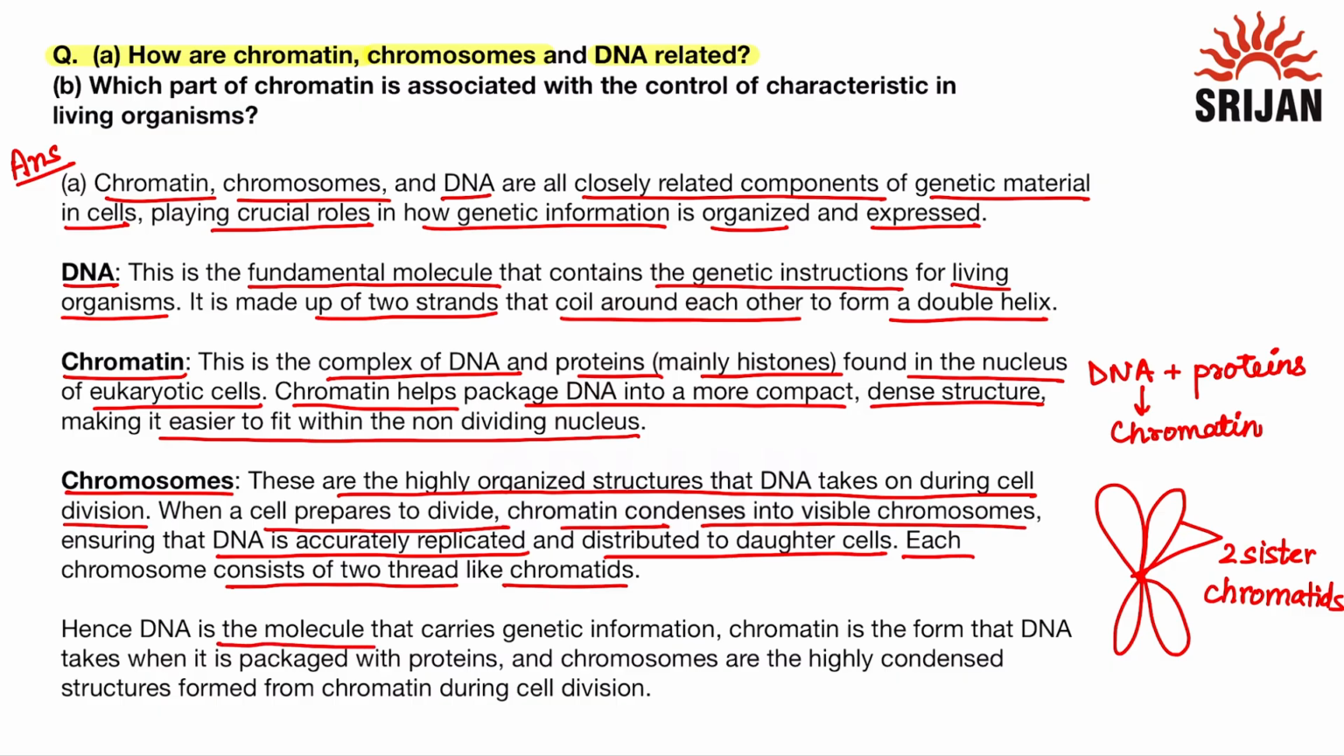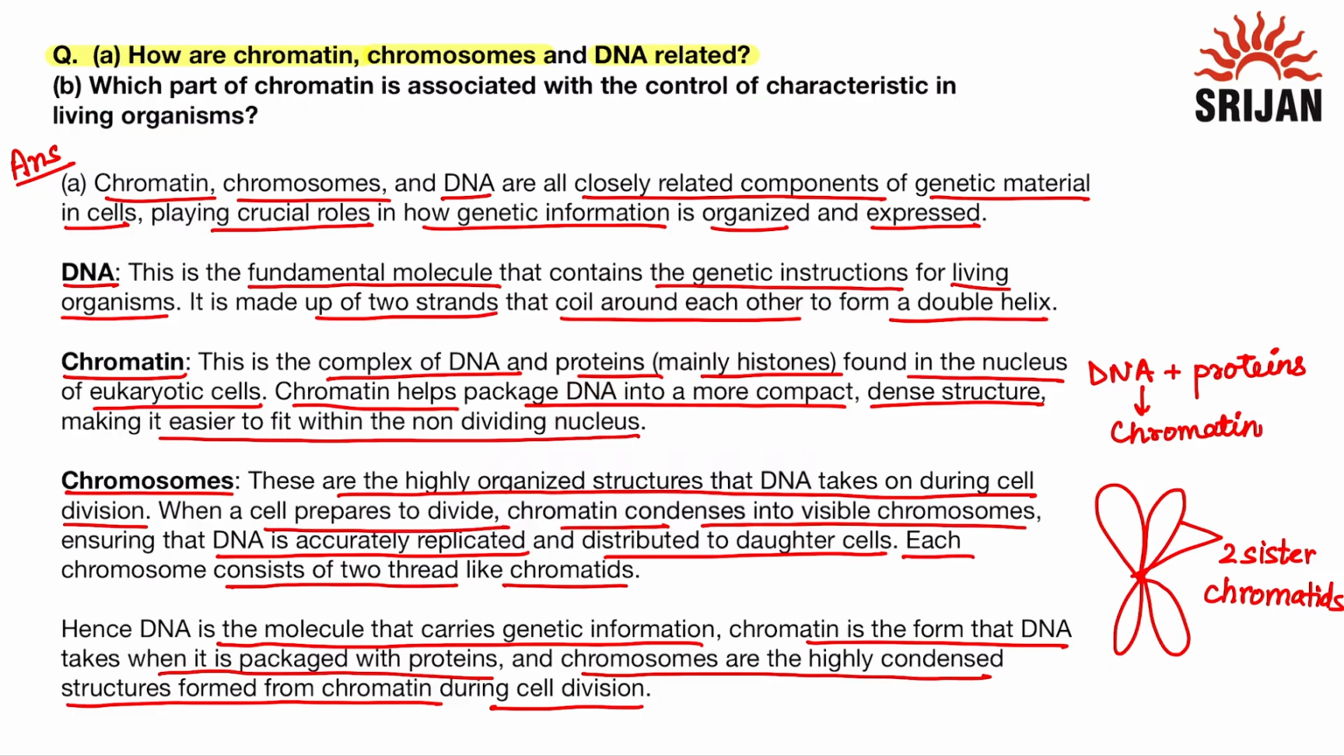Hence DNA is the molecule that carries the genetic information. Chromatin is the form that DNA takes when it is packaged with proteins. So DNA along with proteins will form the chromatin material which is present in a non-dividing nucleus. And chromosomes are the highly condensed structures formed from the chromatin during cell division. So chromosomes are the condensed structures that are formed from the chromatin during cell division.